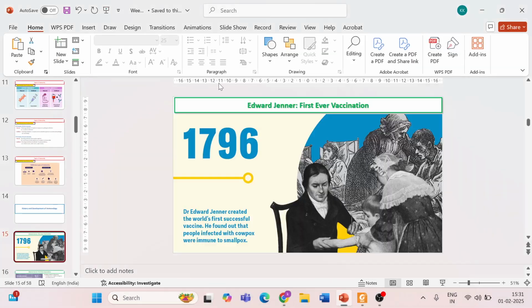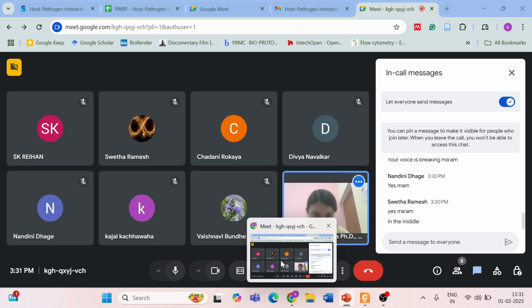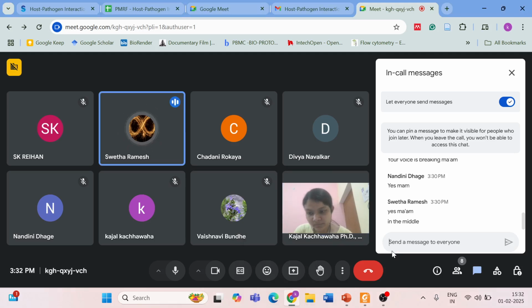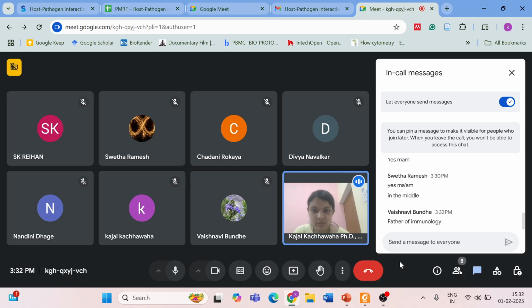What do you know about Edward Jenner? Do you know the story behind it, like how it started, how he came to know that it can be used for vaccination, or this is the procedure for vaccination? Anybody know the story? Father of immunology, okay, fine.